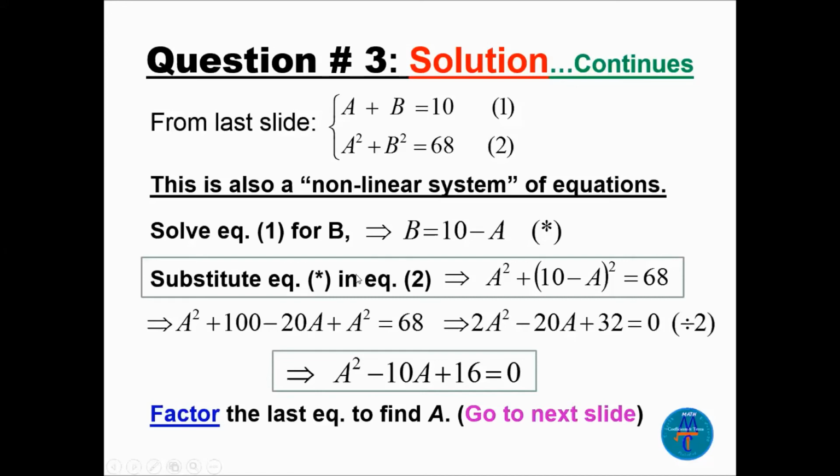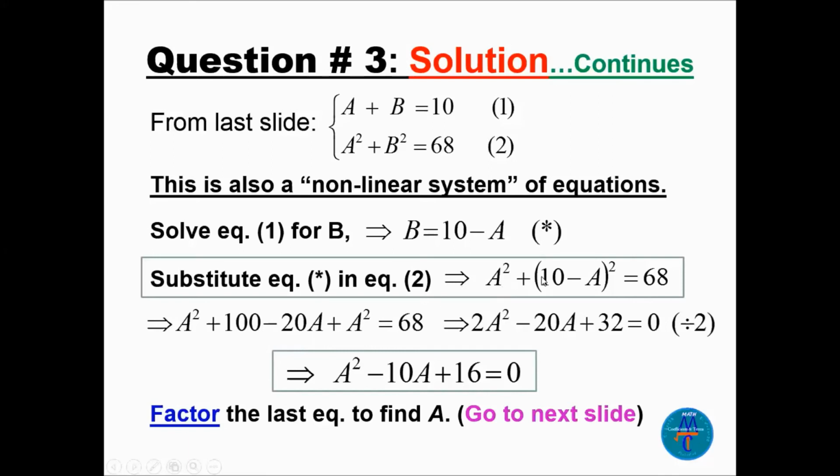So I substitute star, which is B is equal to 10 minus A, in equation 2. So it becomes A squared plus, instead of B, I will put (10 minus A) squared is equal to 68. Just expand here. See, this equation has only the variable A, so we can find A from here. You can continue now, but I will do it all in detail.